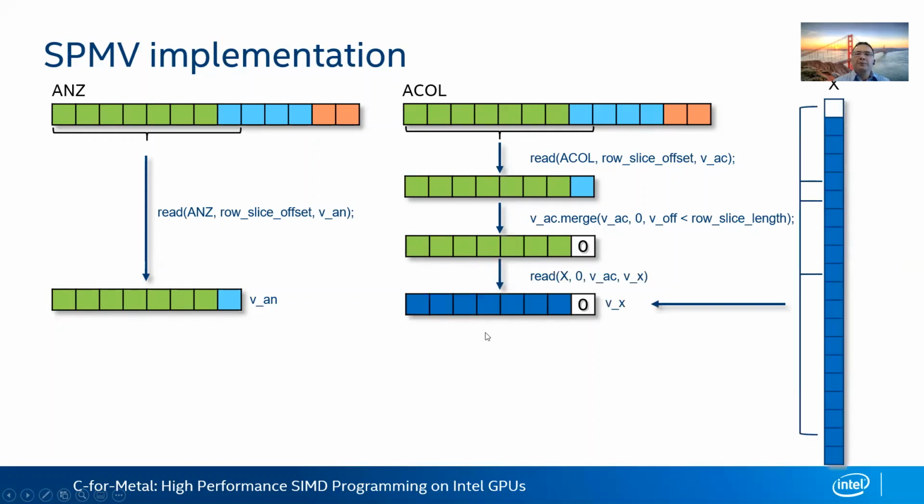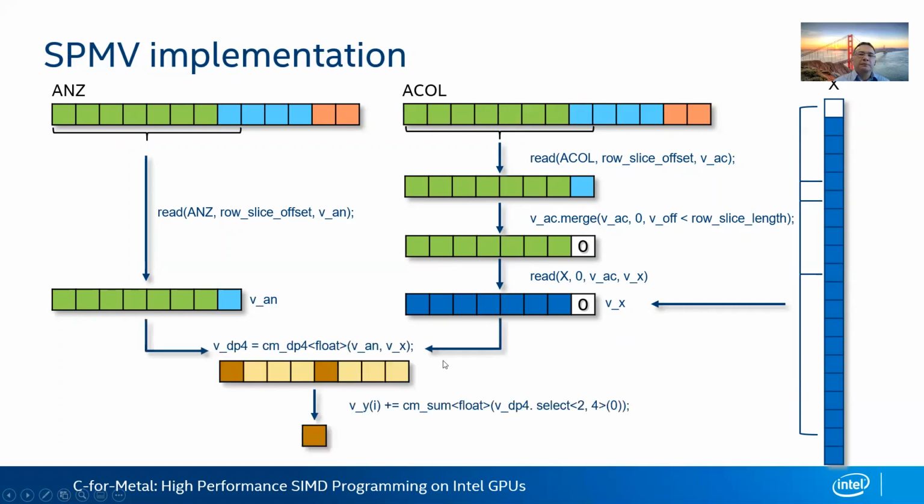With the given column indices, we use a gather operation to read the data from vector X. The trick we do is we pad one element at the beginning of vector X with value 0, so that all the entries that don't belong to the row will read the value 0. Then we use the DP4 intrinsic to take advantage of the hardware that can do dot product of 4 elements. The result of DP4 is stored in the first element position. Subsequently, we use a reduction sum to sum up the DP4 results.